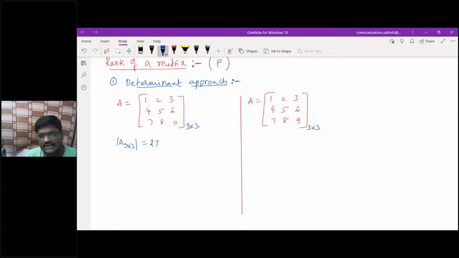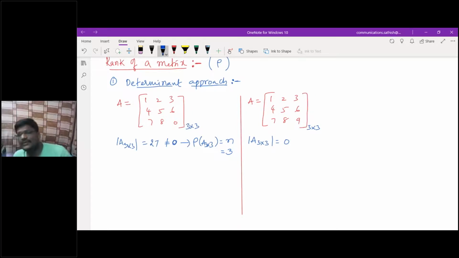This is also a third order matrix. The determinant of this matrix is nothing but what? Which is 0. Am I correct or wrong? So now the first case with respect to determinant of the matrix. If the determinant of the third order matrix is not equal to 0, then the rank of the third order matrix is what? The order of the matrix, which is 3. You got my point?